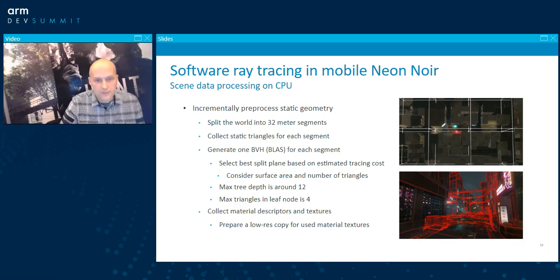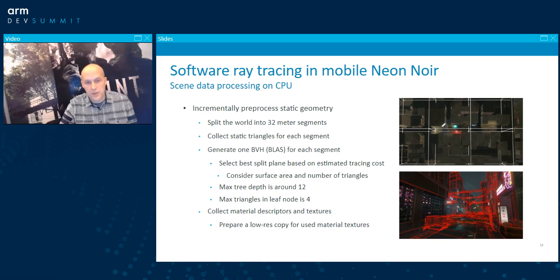So how do we pre-process static geometry? The world is split into 32 meter segments, as you can see on the image. For each segment, we collect the static triangles and generate a BVH for it. During BVH subdivision, we consider the surface area of the node bounding box and the number of triangles in the nodes in order to estimate the tracing cost and find the most efficient split planes. Normally, we have a maximum of 4 triangles in a BVH leaf node. We limit the tree depth to 12, mainly because we have a hard-coded stack size in the tracing shader, so we have to define some maximum depth of the tree.